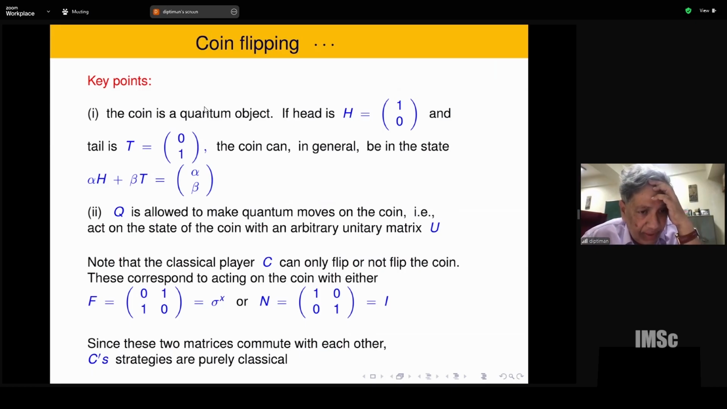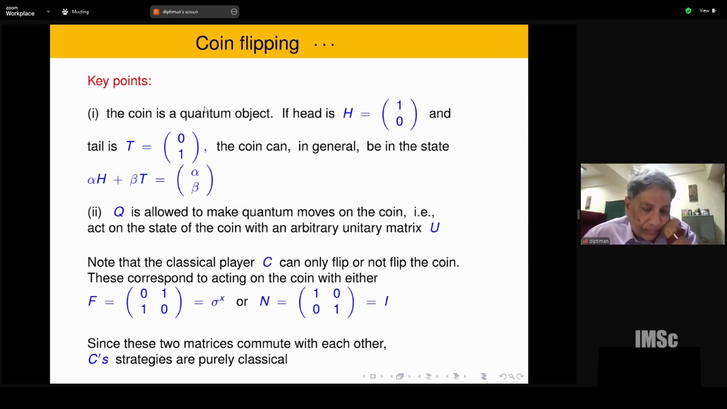Secondly, the quantum player Q is allowed to make quantum moves on the coin. What that means is that Q can act on the state of the coin with an arbitrary unitary matrix U. As I discussed in the morning, unitary matrices have the property that when they act on a column, they don't change the probability. So if they act on a column (alpha, beta), then mod alpha squared plus mod beta squared remains the same, but alpha changes to alpha prime, beta changes to beta prime.